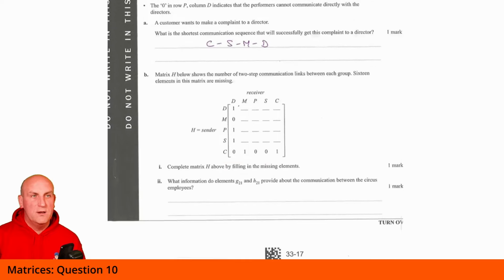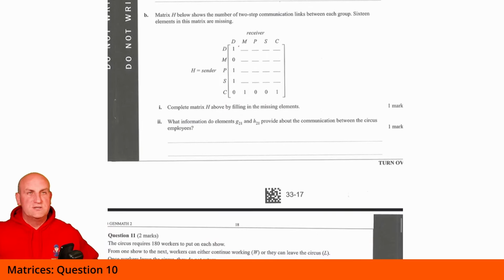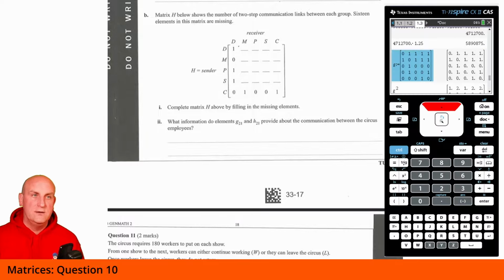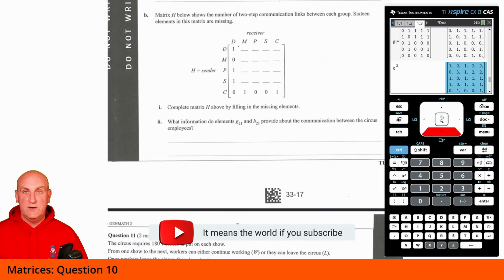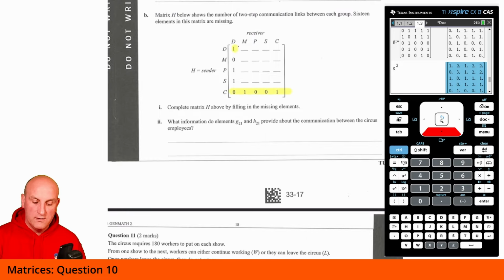Right, matrix H below shows the number of 2-step communication links between each group. 16 elements of the matrix are missing. Complete matrix H above by filling in the missing elements. So go back to my calculator. What did I do? Well, I put G into my calculator. That's what's highlighted, and basically hit enter. And I know that a two-step communication is just G squared. Now, why do they give you rows and columns in this? It's so that you can check that you've done the right thing. And if we look at my calculator, yes, I've got that bottom row is 0, 1, 0, 0, 1. And I got my first column as 1, 0, 1, 1, 0. So the chances are, I think I'm correct.